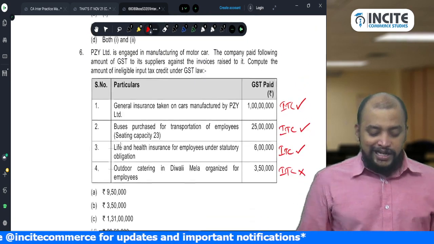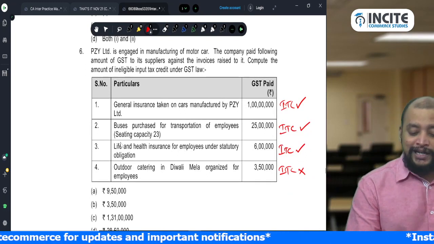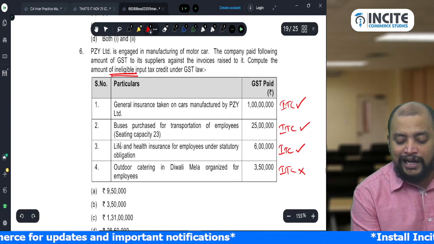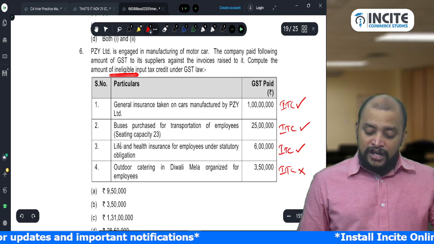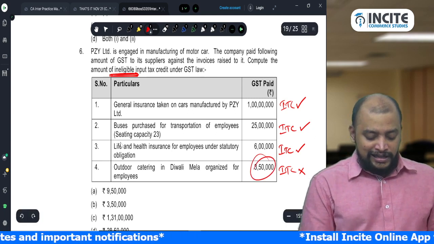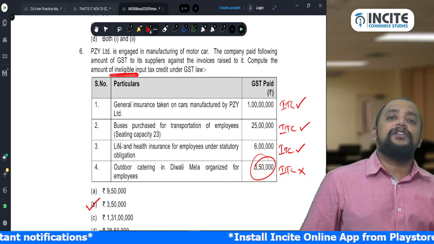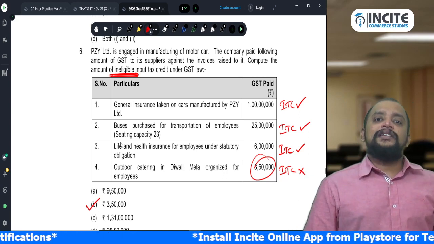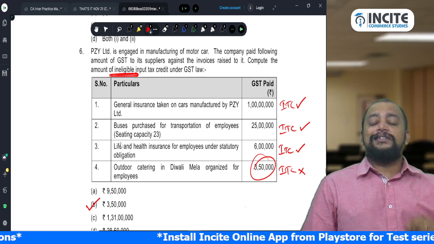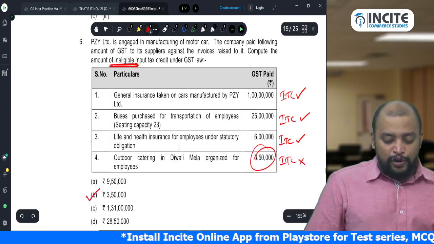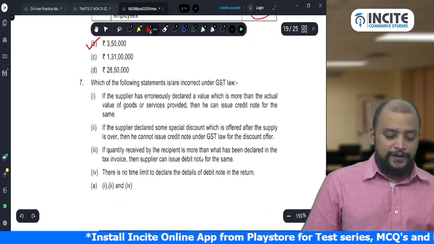But actually here the question you need to read properly. Here the question is ineligible ITC. So only one is ineligible ITC, that is 3,50,000. So when you are reading the MCQ, please be careful with respect to the question. They are not asking what is the eligible ITC, but ineligible ITC. So that is block credit, only 3,50,000.